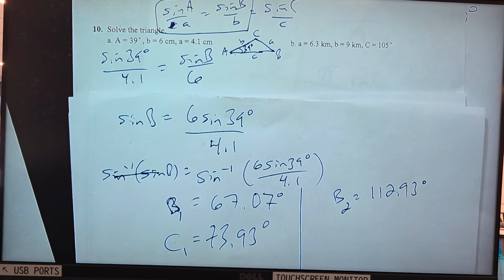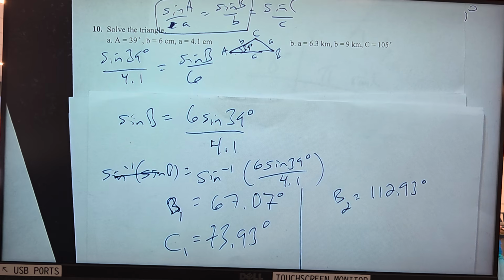Now, what's the only thing we don't know then for the first triangle? We have side A, side B. We have all three angles. So we need side C. So when I say solve the triangle, that means find all three angles, all three sides. Whatever we don't know, you've got to find it. So there's only one thing left to find. And how do I find side C?